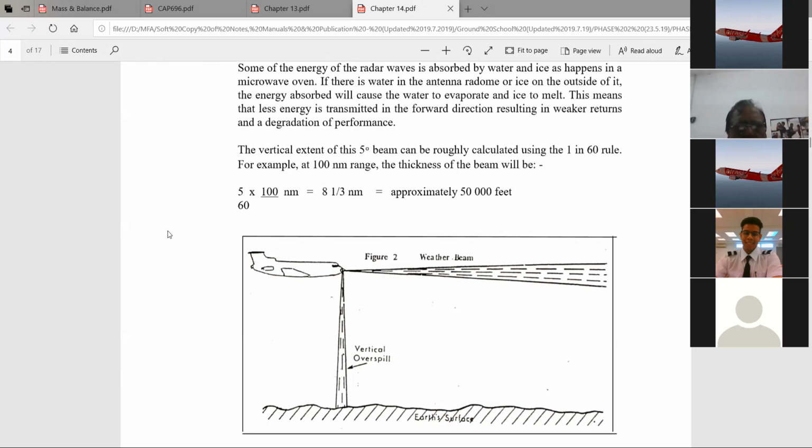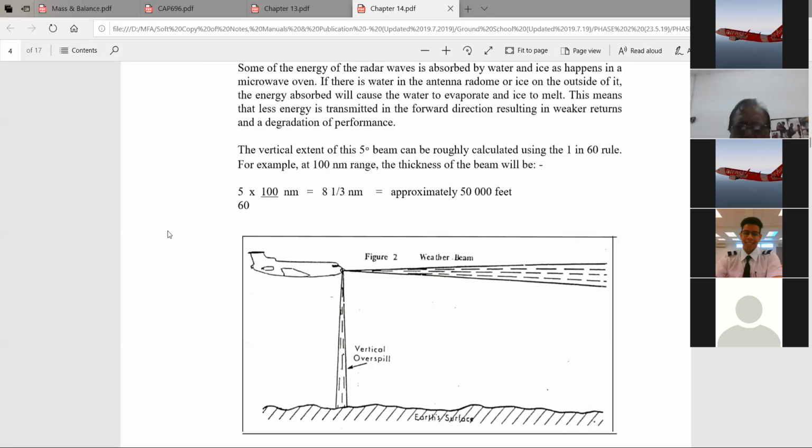Simultaneously, in case of the weather beam, you transmit a beam which is called vertical overspill. You transmit a beam which goes directly towards the ground. It is called vertical overspill. And basically, just because of the primary radar principle, the beam will hit the ground and will come back, giving you the height of the aircraft above the ground.